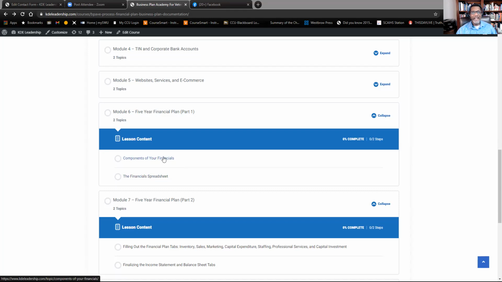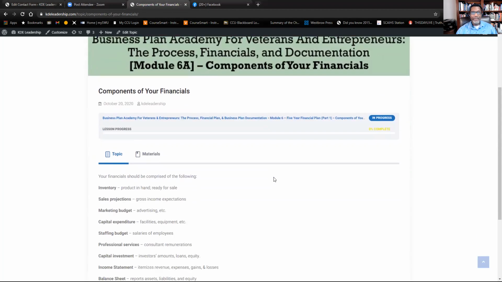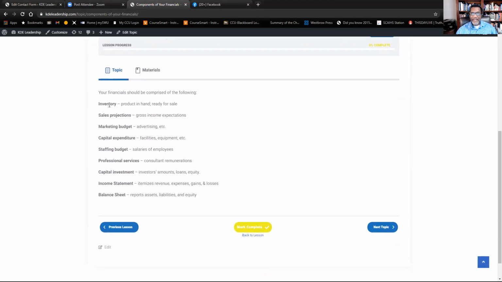Now, the components of your financials will, as a matter of course, entail your inventory, which is your product at hand, goods and services you have ready for sale, okay? For those of us who are producing, like dressmakers and cake makers, and you have a physical product to sell, this is what you have in hand. Sales projections, your gross income expectations, you're going to be compiling that together. Your marketing budget, how much money do you expect to spend on budget for a year or for the 5 years that we're making this plan off? We're going to be looking at that today.